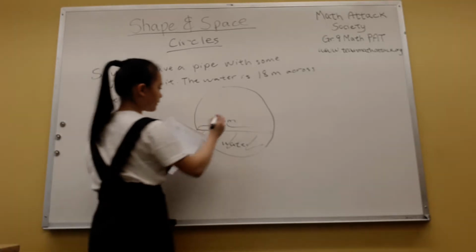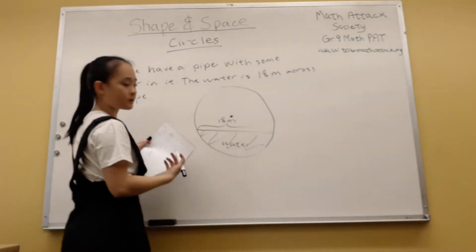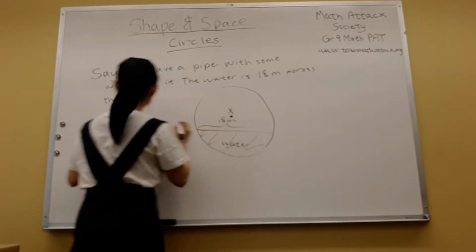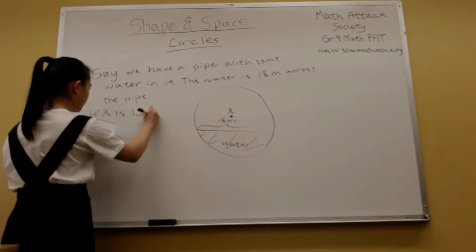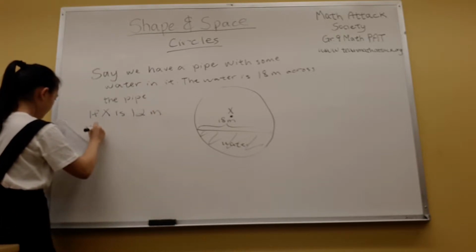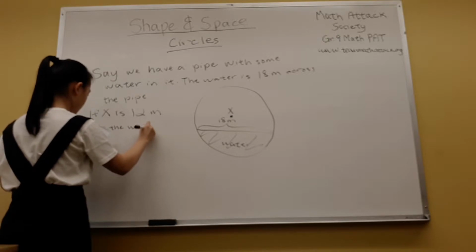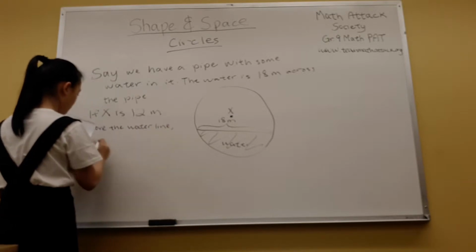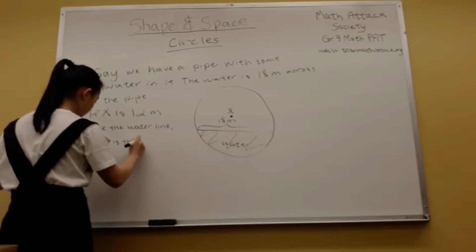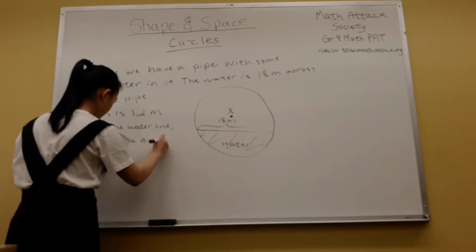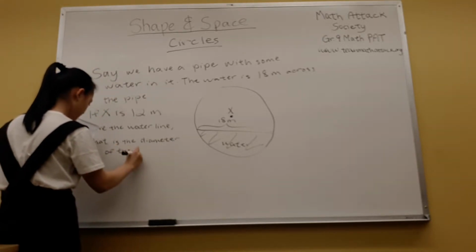And say there's a point right in the center of this entire pipe, so the center of the circle, and we label it X. If X is 12 meters above the water line, what is the diameter of the pipe?